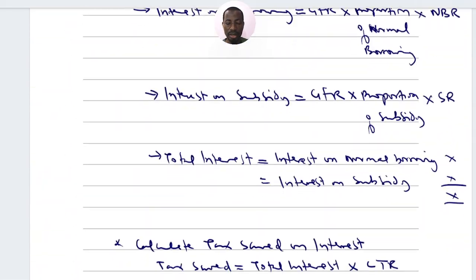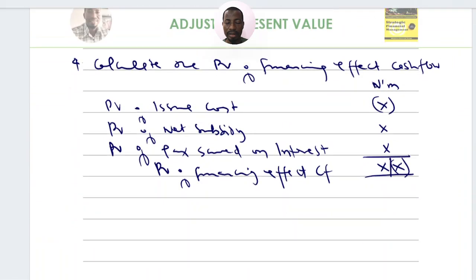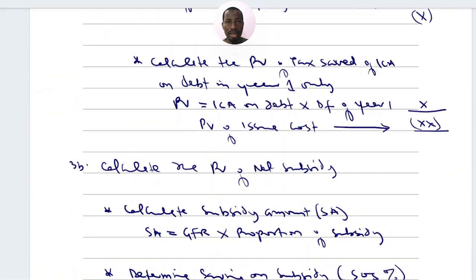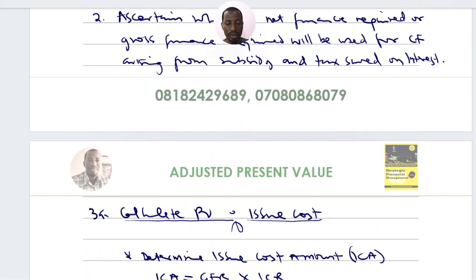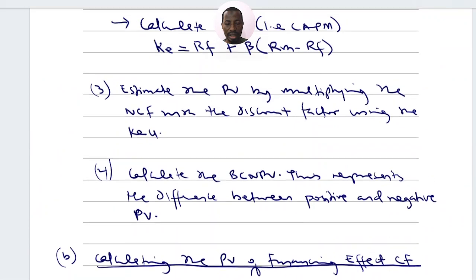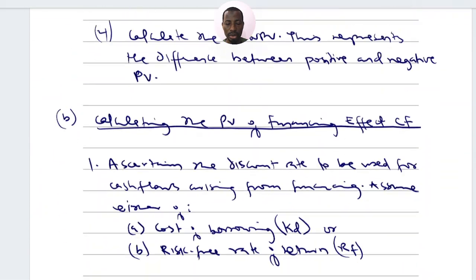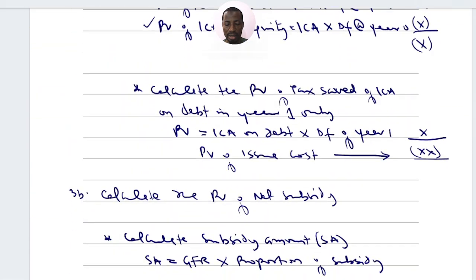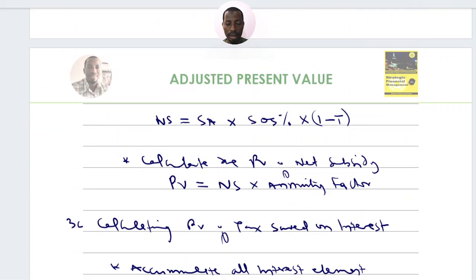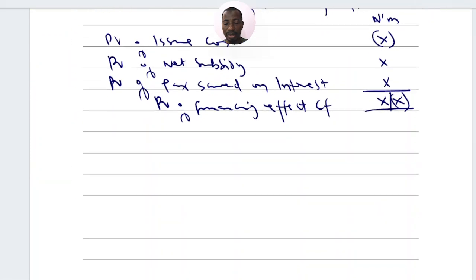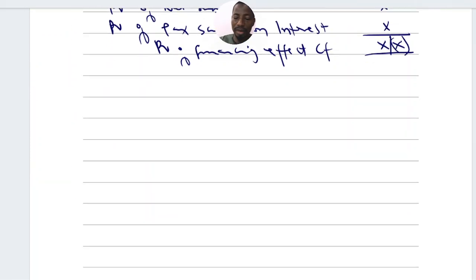So once this is done, then you can calculate step 3 now. Calculate the adjusted present value. Remember, step 1 is to calculate the base case NPV. Then step 2 is to calculate the PV of financing effect cash flow, which is what we just did. Then step 3 now is to calculate the adjusted present value.